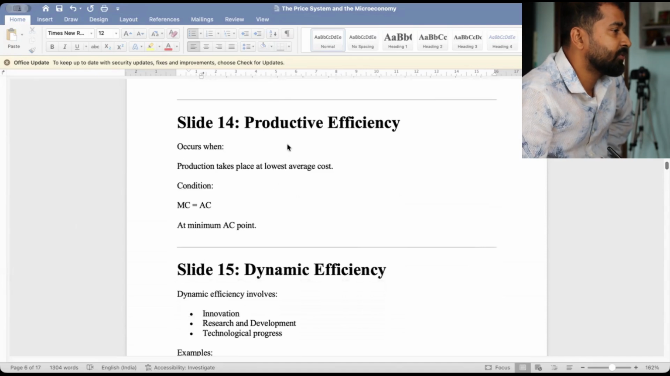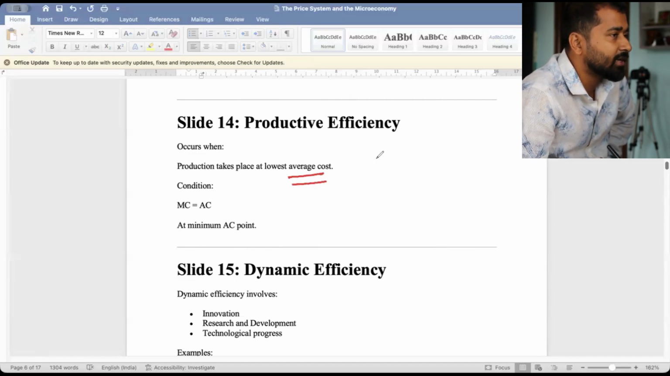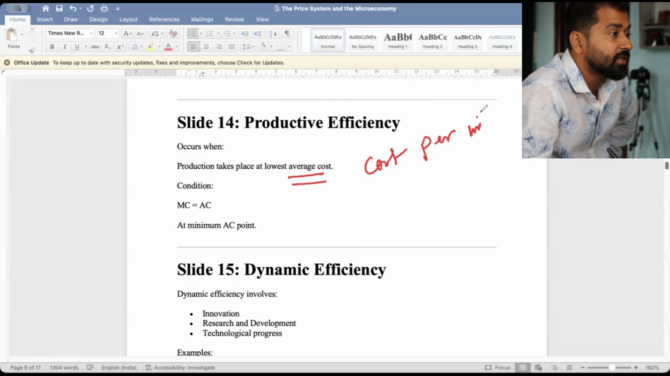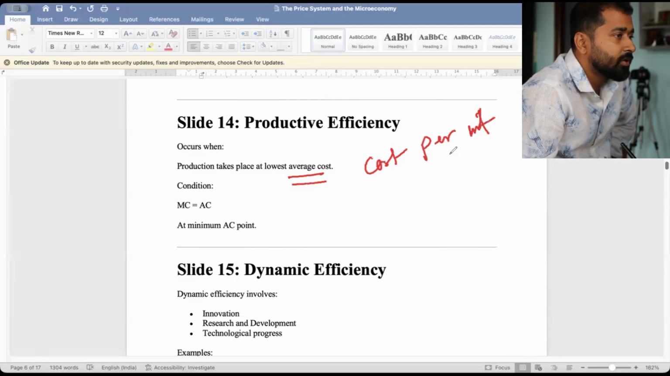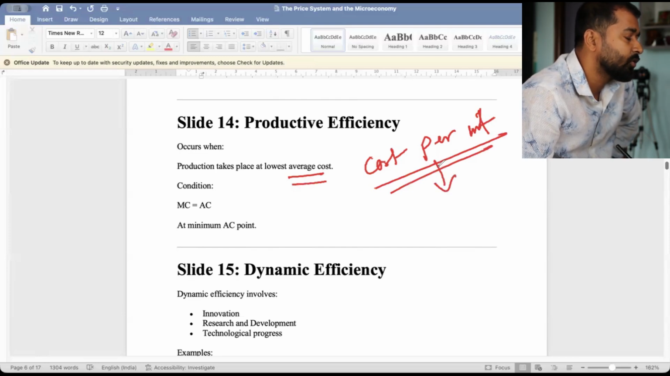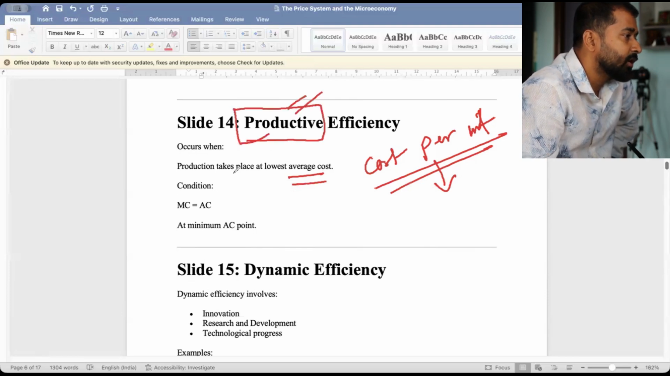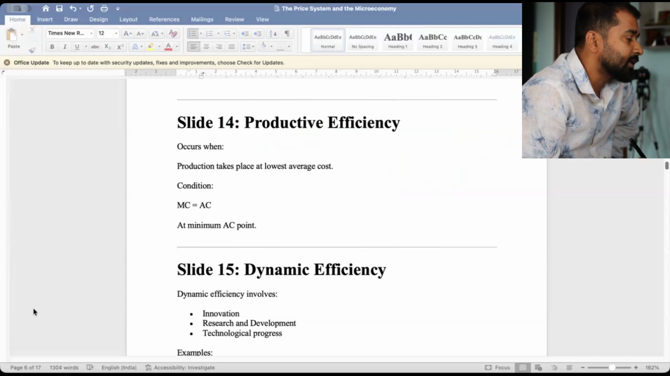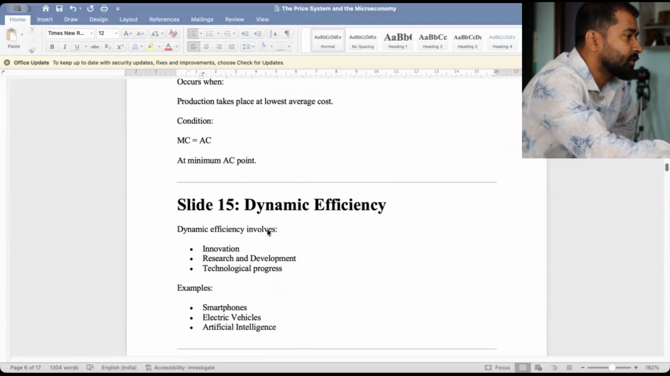Now come to productive efficiency. Productive efficiency is where production takes place at the lowest average cost. Why the lowest average cost? Keep in mind that the lowest average cost indirectly means your cost per unit for production is least. Obviously your profit margin can be increased there, and you can gain maximum profit. That is from the producer's point of view. Now, MC equal to AC, marginal cost equal to average cost, that point.